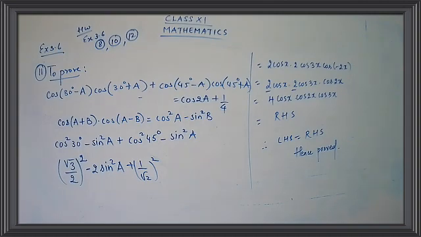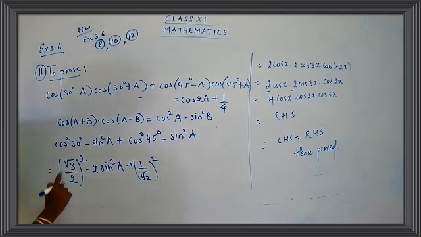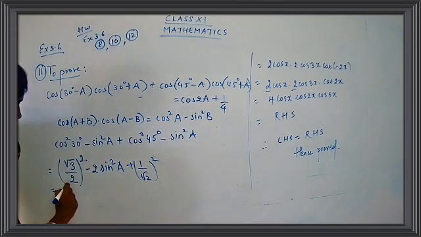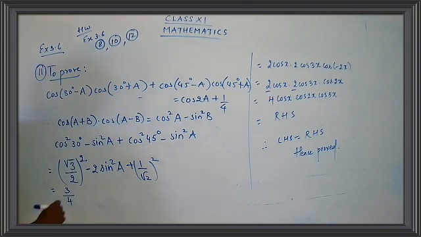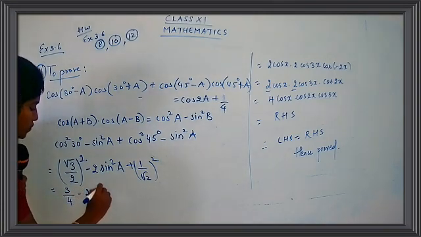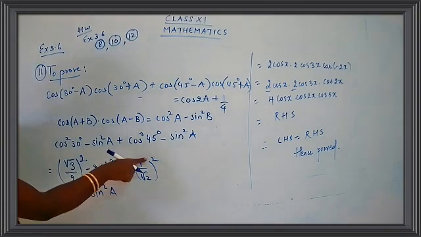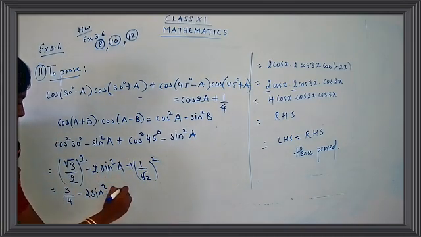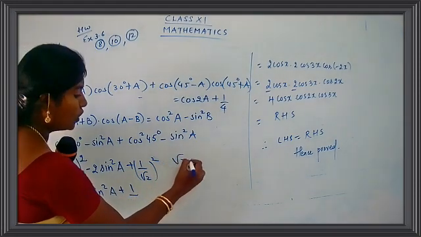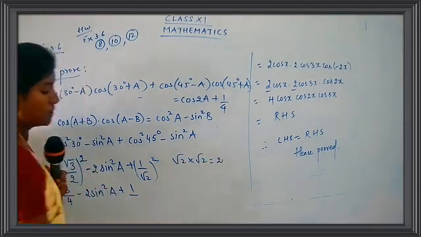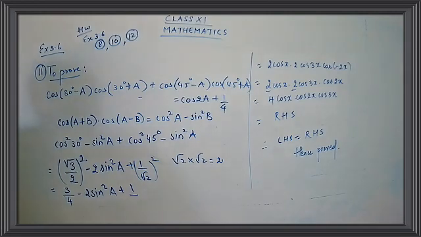Let me simplify it. So what is the value for root 3 square? Root 3 into root 3 gives you 3. Be careful with the square. Root 3 into root 3 gives you 3. 2 2's are 4. Okay, done. Minus 2 sine square A as it is. 1 square, 1 into 1, 1. I'll just put here plus 1. Root 2 square children. What is root 2 into root 2? Root 2 into root 2 is 2. So just put here 2.